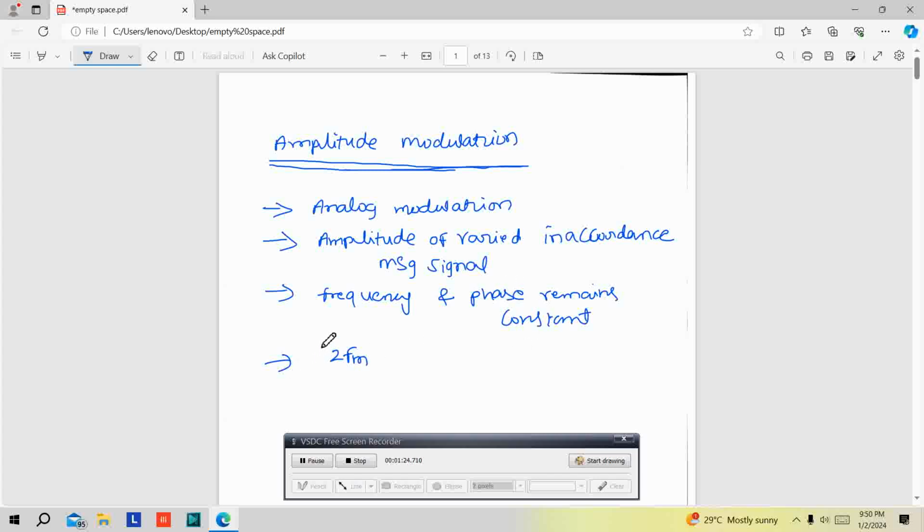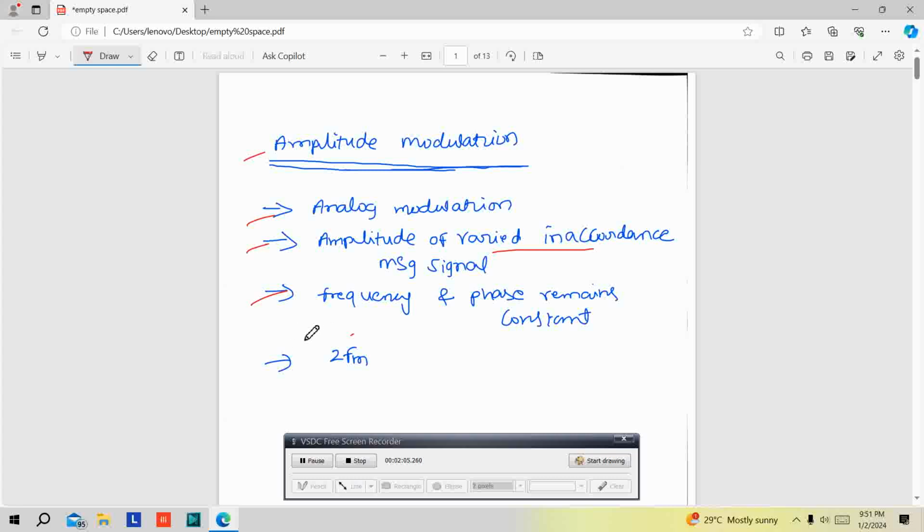And what is the definition of amplitude modulation? Amplitude modulation is one of the analog modulation techniques where the amplitude of the carrier is varied in accordance with the instantaneous value of the message signal. So this is all the basic idea about amplitude modulation. Here frequency and phase remain constant, and the transmission bandwidth of amplitude modulation is 2 fm.